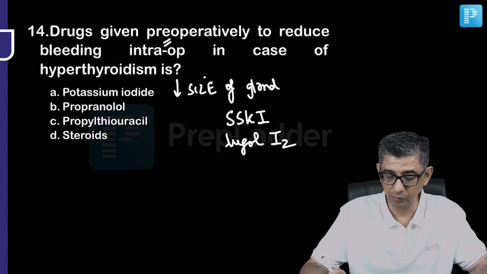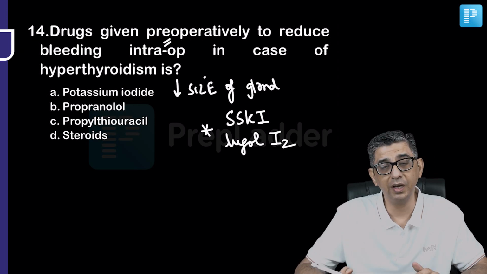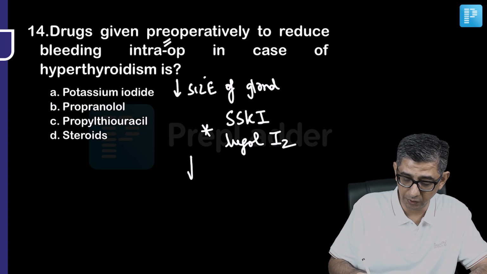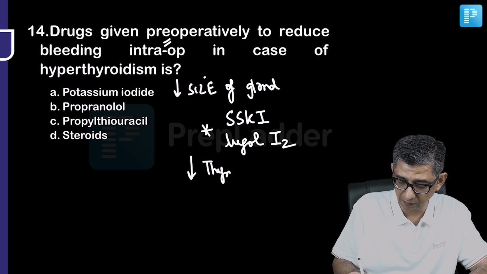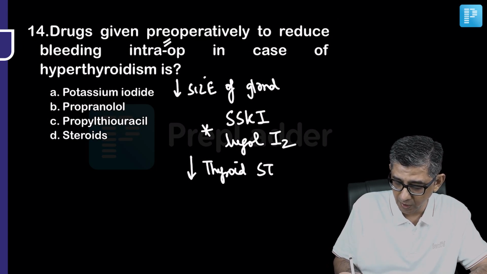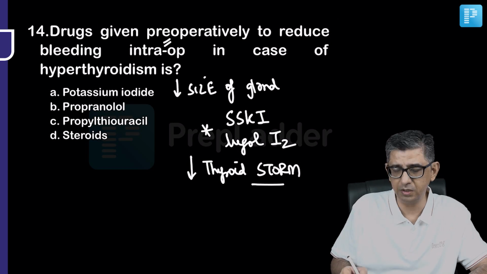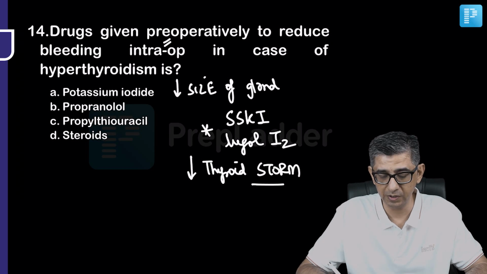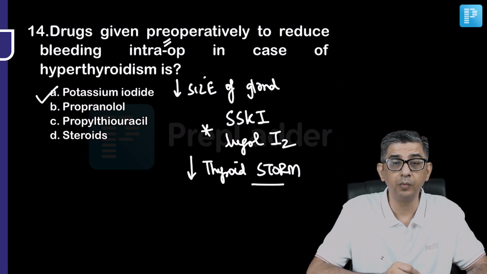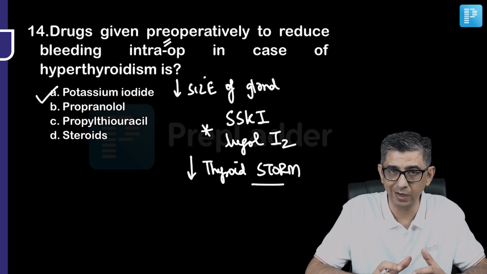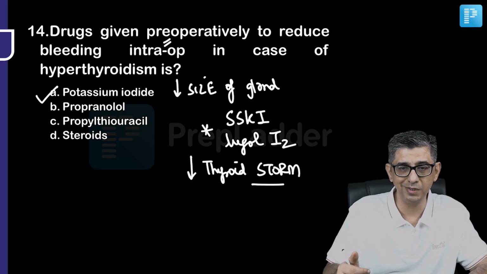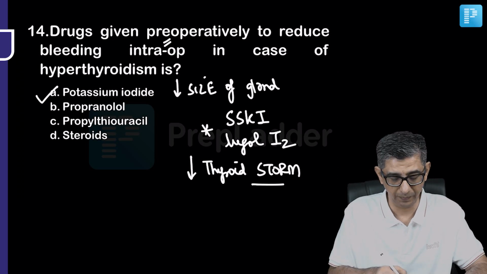The advantage is that if you reduce the size of the gland, you not only reduce the chances of bleeding, but you also decrease the incidence of thyroid storm. I would recommend you listen to the initial 5 minutes of the hyperthyroidism topic, where I've covered the usage of potassium iodide pre-operatively to shrink a large vascular thyroid gland. Not only does it reduce the bleeding chances, but it reduces thyroid storm incidence as well.